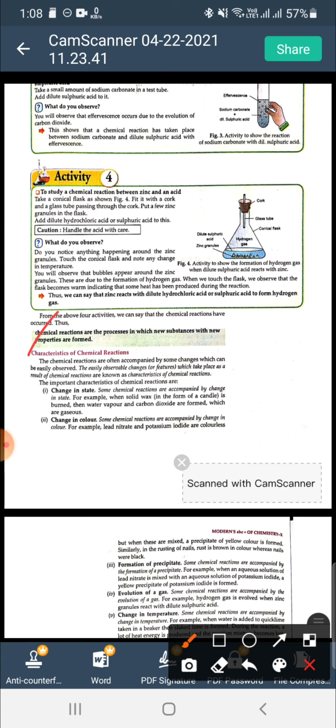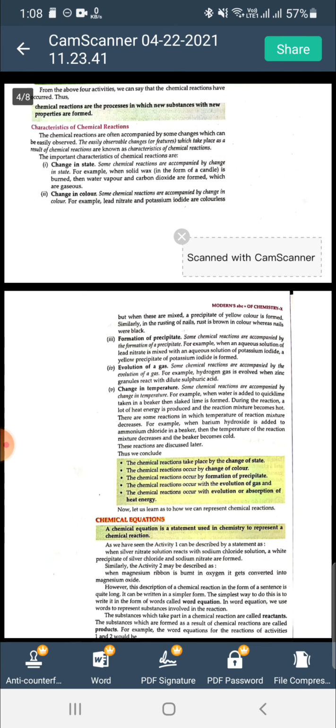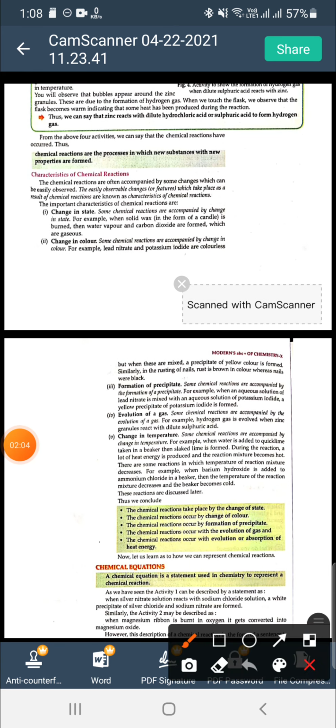Characteristics of chemical reactions. How can you come to know whether a chemical reaction is going to happen or not, or whether it is undergoing or not? There are some points that, if we know them, then we can confirm that a reaction is actually occurring. First point is change in state. Some reactions are accompanied by a change in state.